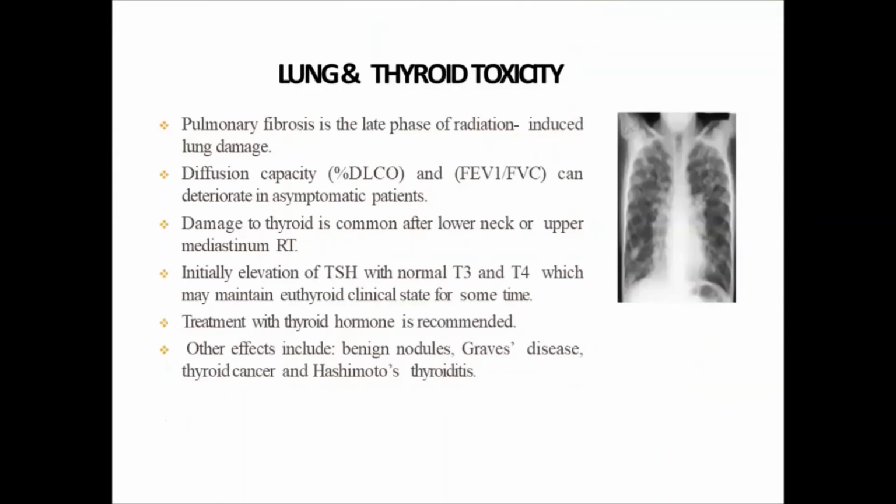So what are the lung and thyroid toxicities? Pulmonary fibrosis is the hallmark of radiation-induced lung damage. Diffusion capacity, that is percentage DLCO, and FEV1/FVC can deteriorate in asymptomatic patients. Damage to the thyroid is common after lower neck or upper mediastinum RT.